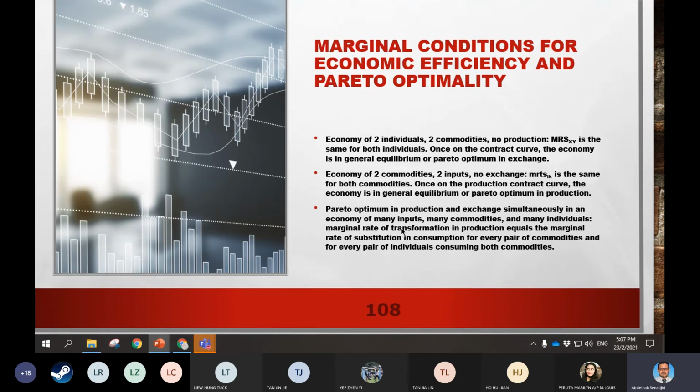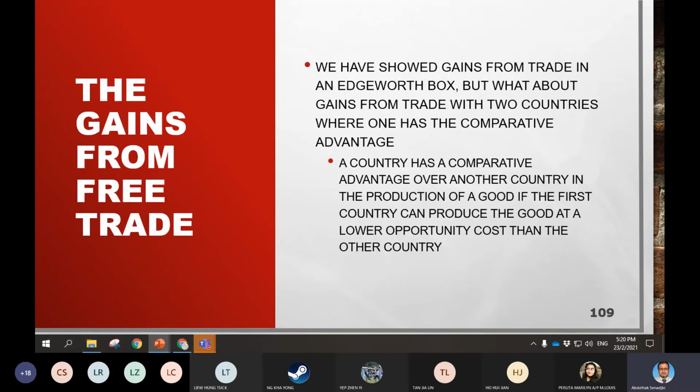The last one, Pareto optimum in production and exchange simultaneously, is an economy of many inputs, many commodities, and many individuals. So the marginal rate of transformation in production equals the marginal rate of substitution in consumption for every pair of commodities and for every pair of individuals consuming both commodities. And now we talk about the gain from free trade.